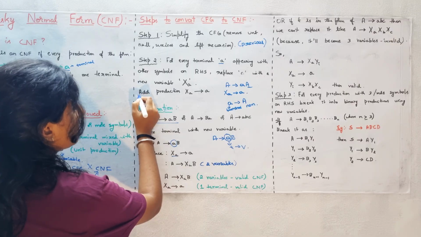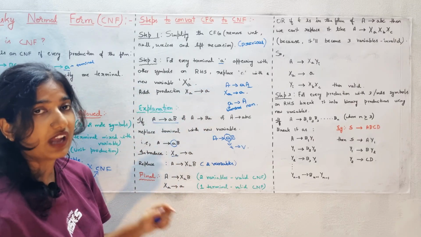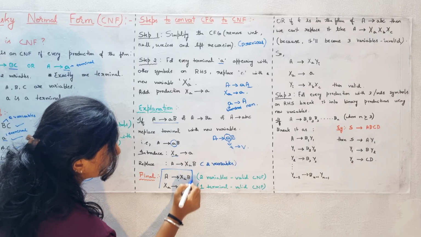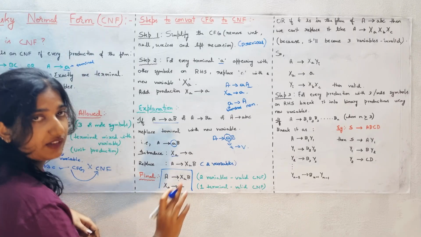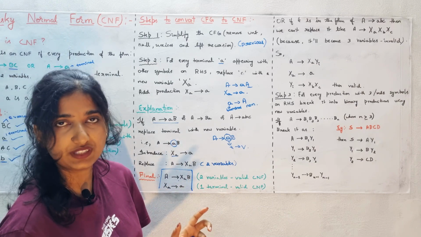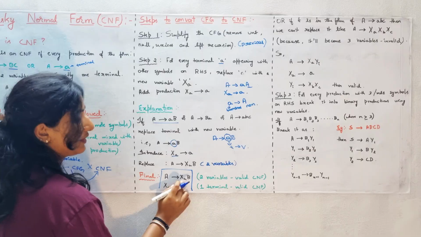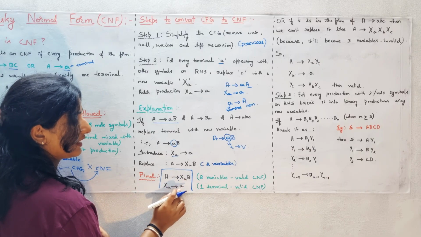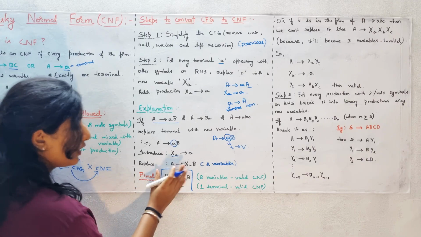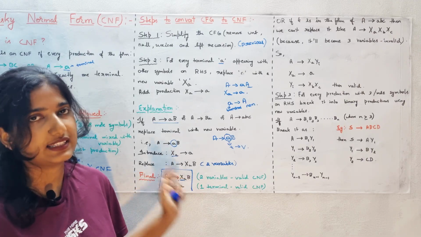And then add production XA derives a. We have to add the production. So finally we got this one. XA derives a. So one terminal, this is also valid CNF. Clear? So here A derives XAB and here XA derives a. We are just replacing this a with this XA. So this one will become valid CNF.